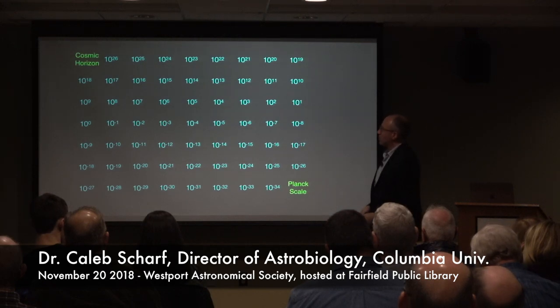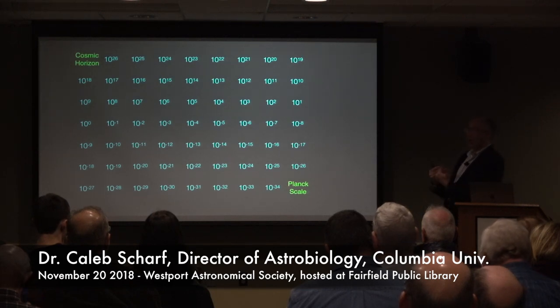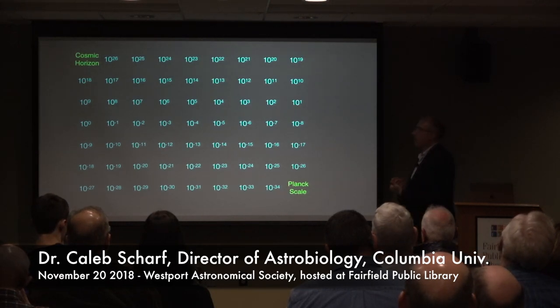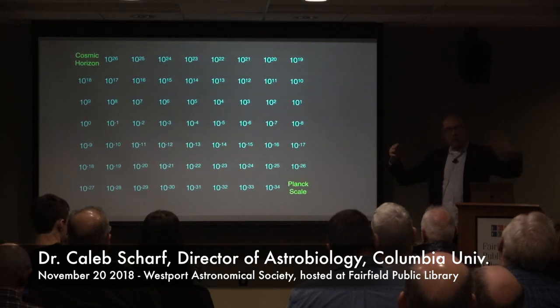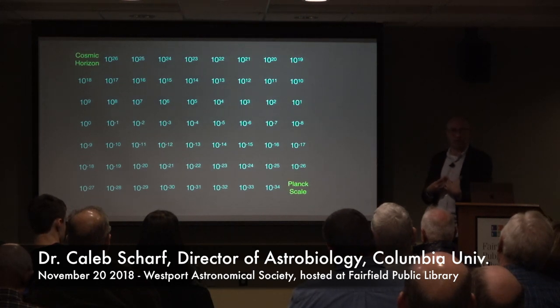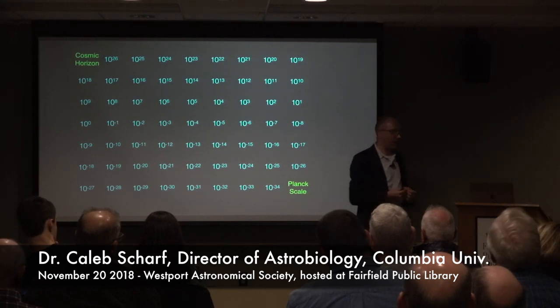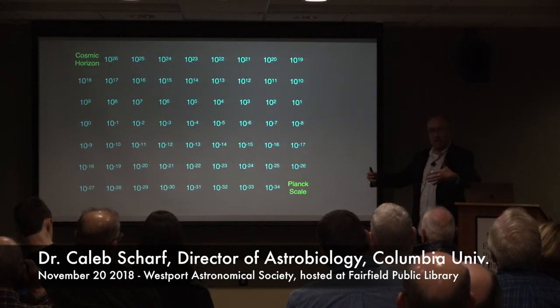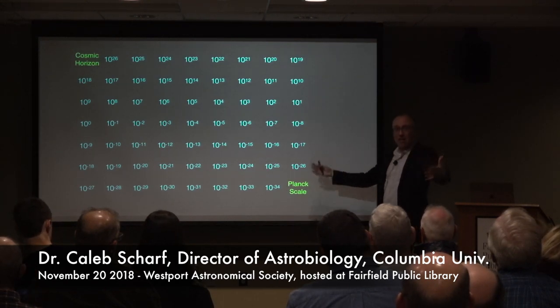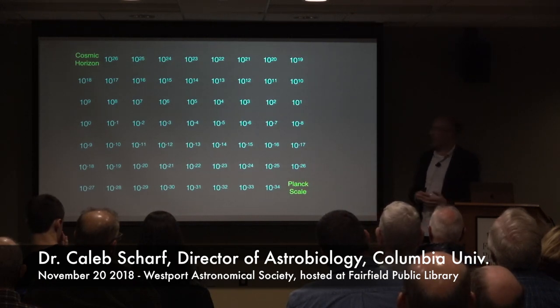Let's think about the extremes. So at the large end, at 10 to the power of 27 meters, we have what I've called the cosmic horizon. So that is the span of the universe defined by the furthest places from which light has had time to reach us in the last 13.8 billion years, which is our best estimate at the moment for the age of the universe, 13.8 billion years since the Big Bang. So light that has just managed to reach us today defines the extent of our possible measurement or knowledge of the physical universe, 10 to the 27 meters.